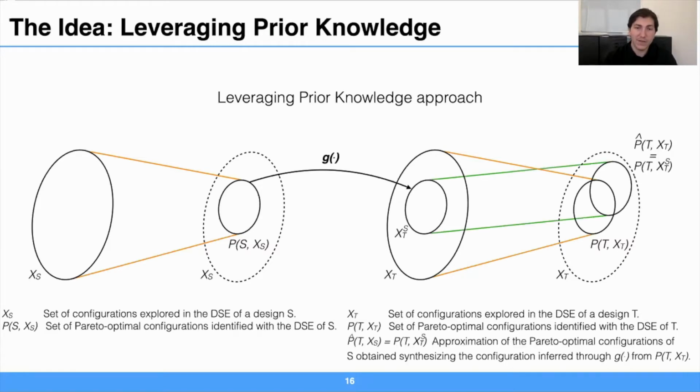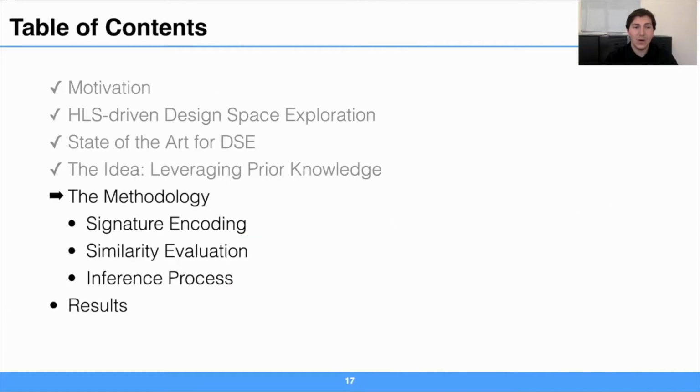And once we have been able to map the configurations from the source space to the target one, we have to verify that the set of Pareto optimal implementations that we have retrieved is close to the real one. Now let's see how our methodology implements this idea.